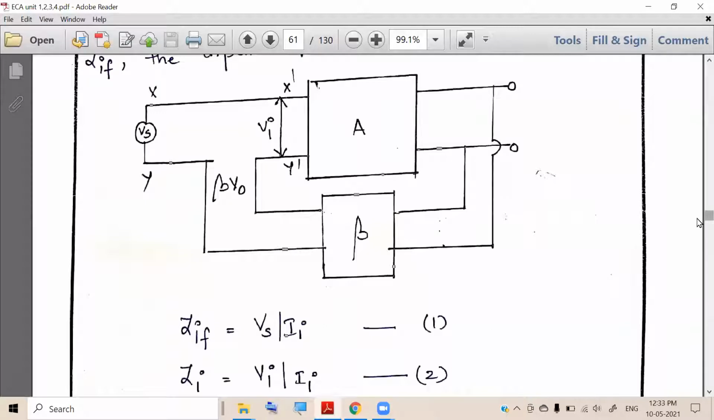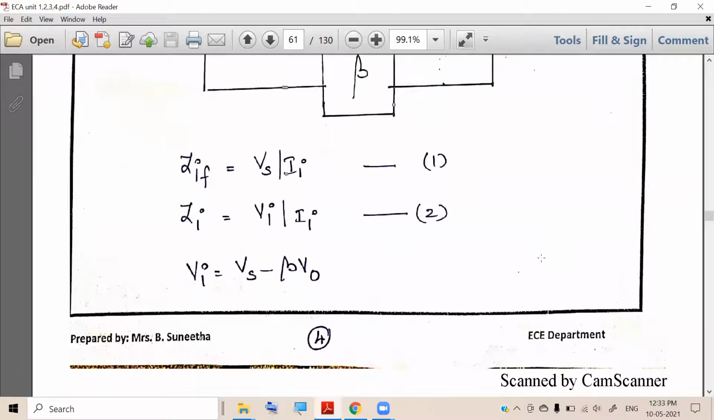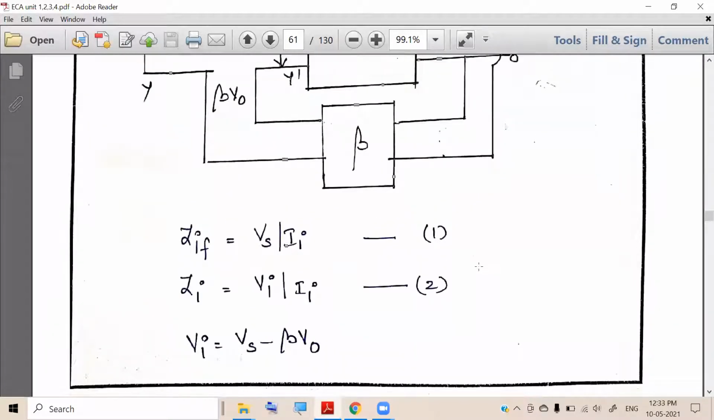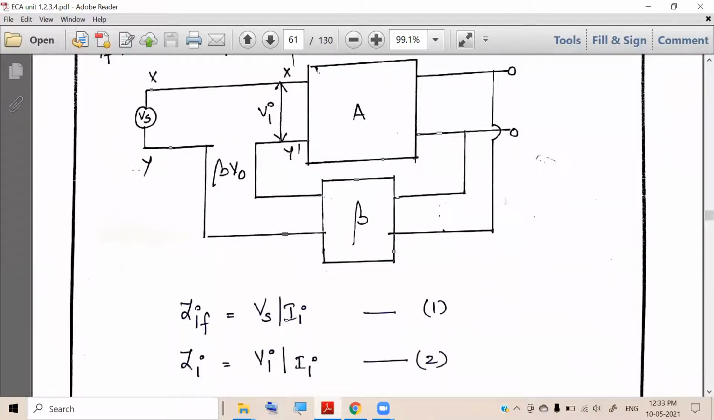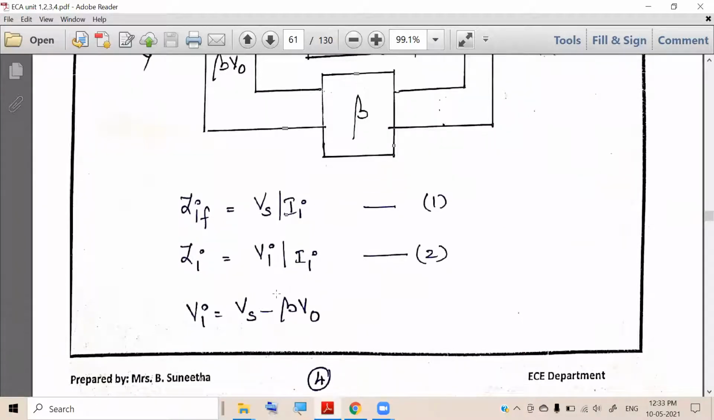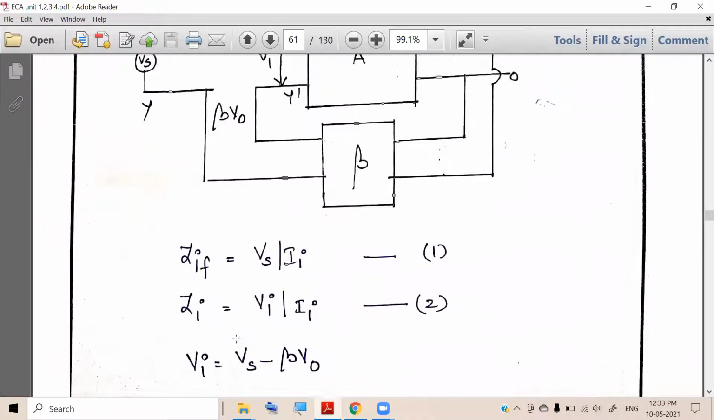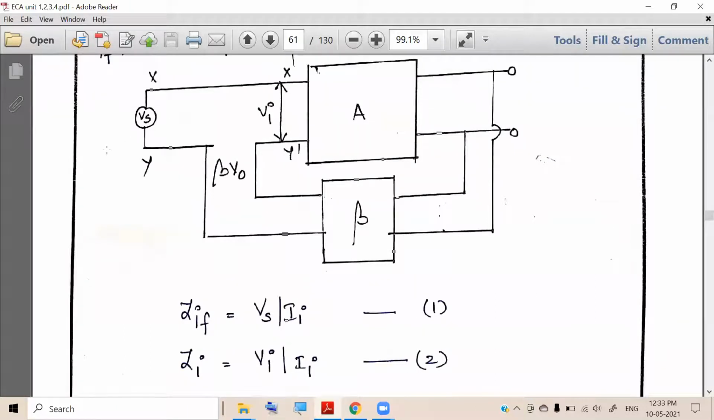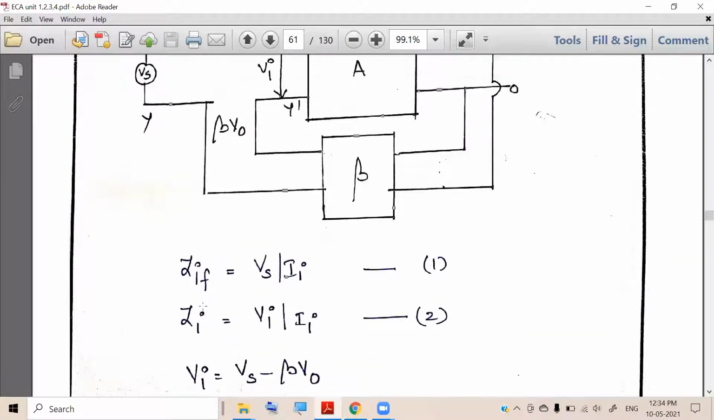If VS is becoming 0, what is VI? Nothing but from this relation. A rule for finding output impedance is to make source voltage 0. I hope this is clear. We discussed this so many times. The rule for finding output impedance.